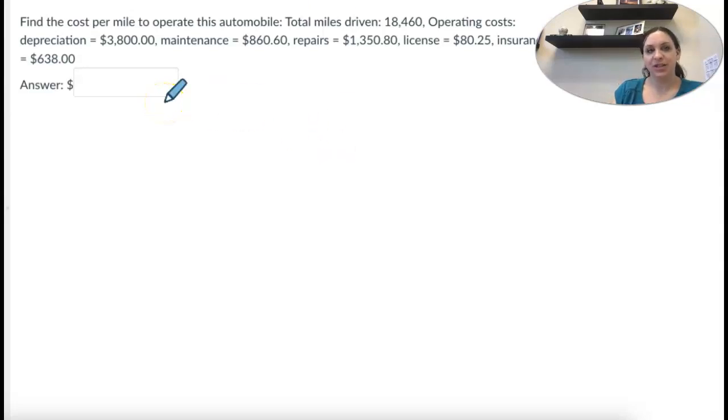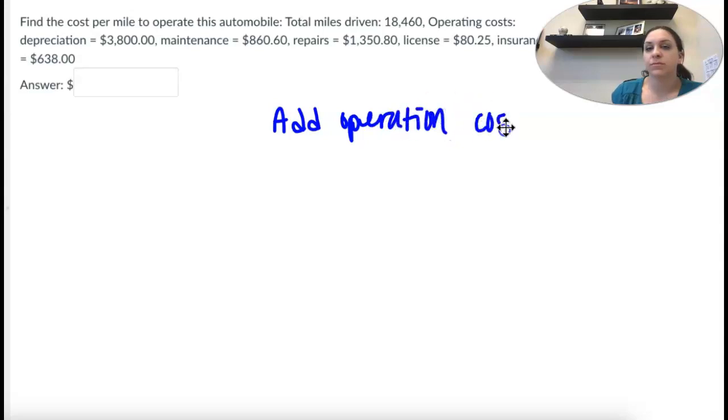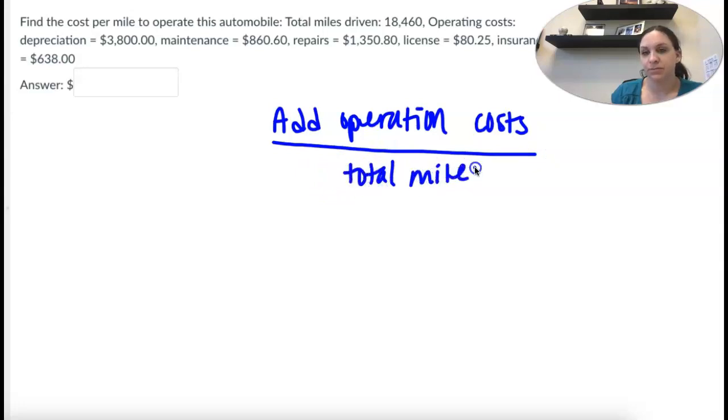Okay, last section, we are finding the cost per mile to operate. So on these, you want to add up all the operational cost, and then we're going to divide by the total miles driven. So let's start. What are all of our operating costs?